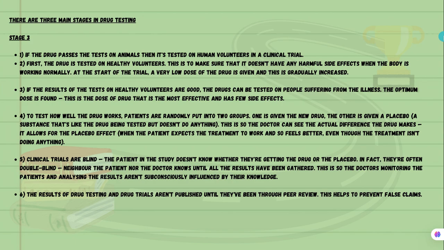Clinical trials are blind. The patient in the study doesn't know whether they're getting the drug or the placebo. In fact, they're often double-blind. Neither the patient nor the doctor knows until the results are being gathered. This is so the doctors monitoring the patients and analysing the results aren't subconsciously influenced by their knowledge.